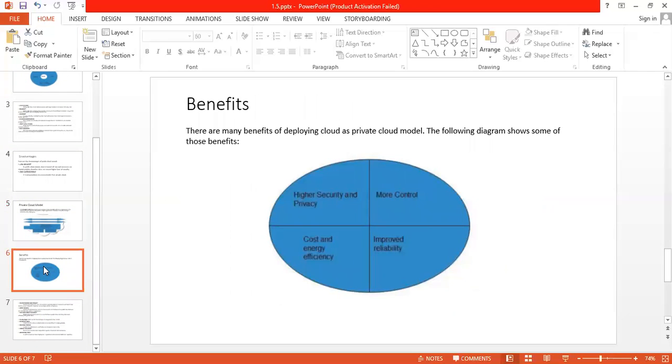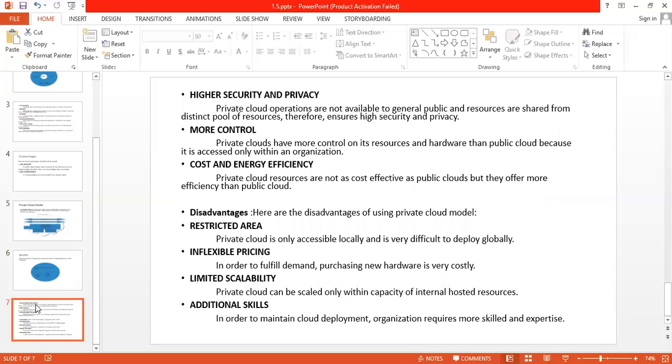So with this also come some benefits of private cloud. Basically four things are there: higher security and privacy, more control, improved reliability, and cost and energy efficiency. We will see them one by one.